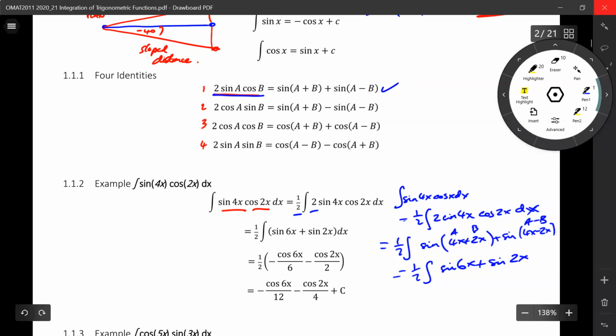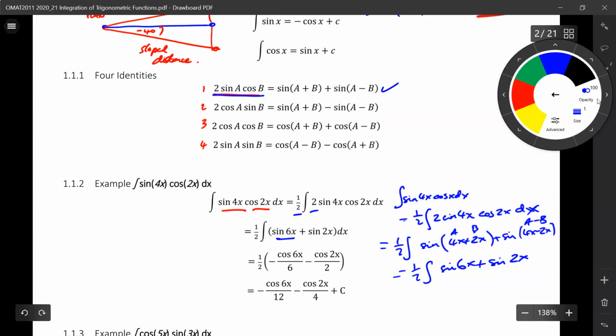Does everyone understand what I've done there? I basically applied that rule. We have a product, and using these identities we can split that product into two different terms, into an addition basically. And once you have it in this format, you're then able to integrate it.